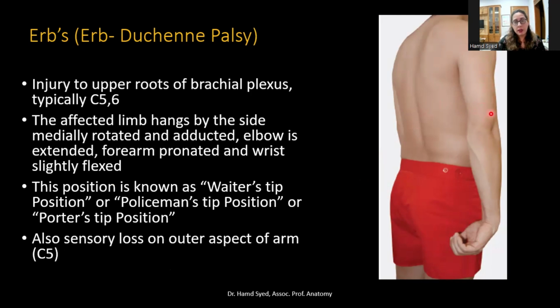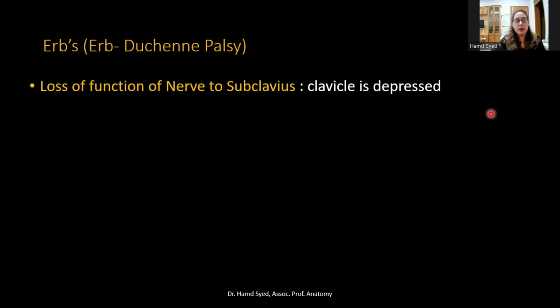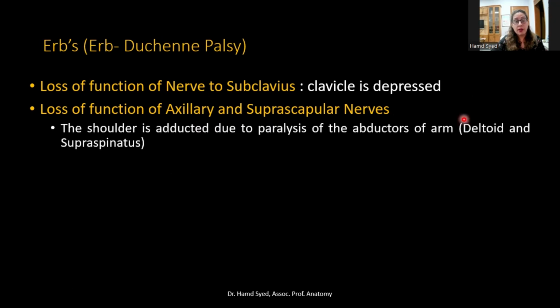Now let's look at the pathophysiology of this condition. There is going to be a loss of function of the nerve to subclavius. If you recall, the nerve to subclavius has its root value in C5 as it emerges from the upper trunk of the brachial plexus. So this causes the clavicle to be depressed. And also there is a loss of function of these two nerves, the axillary nerve and suprascapular nerve, because they also contain the nerve fibers of C5, and the shoulder is adducted because of paralysis of the abductors of the arm.